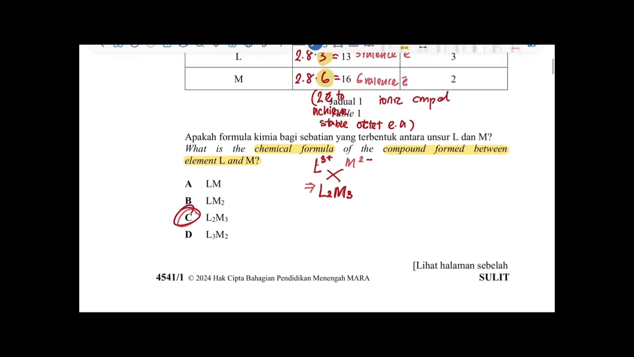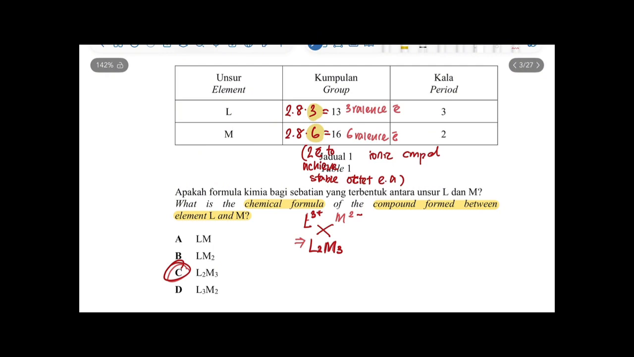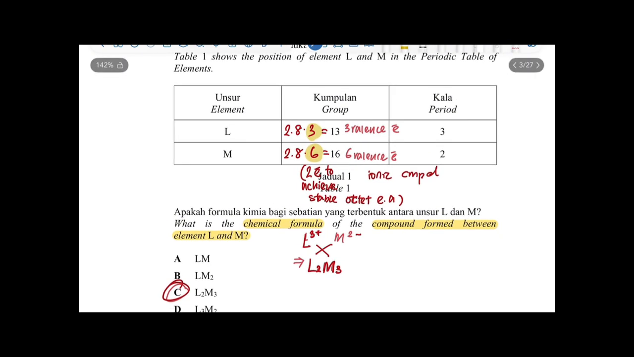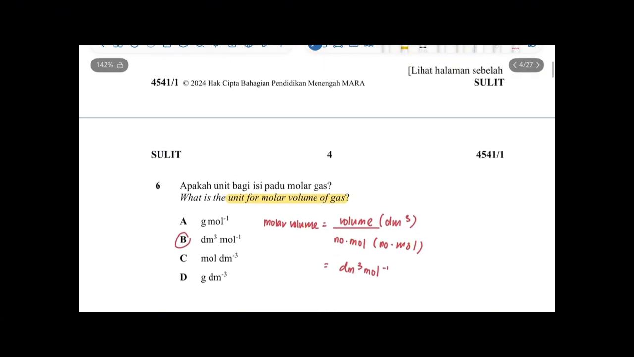And when you don't know, you can refer to the periodic table. So L is actually aluminium, and M is oxygen. So one is metal, another one is non-metal, showing that this is actually an ionic compound.